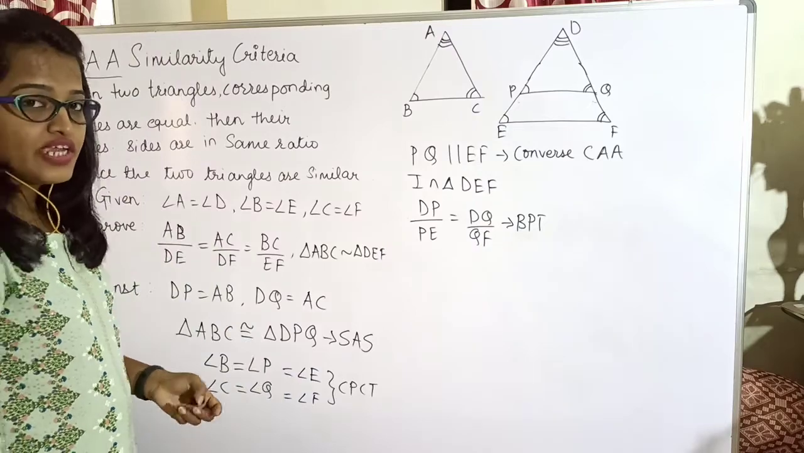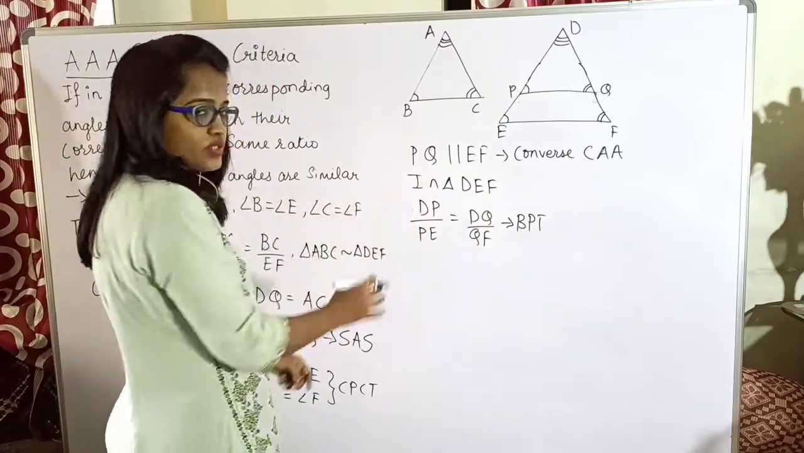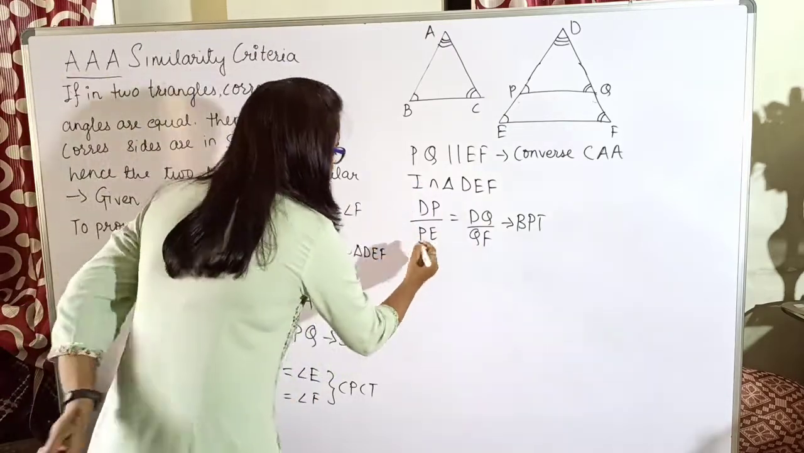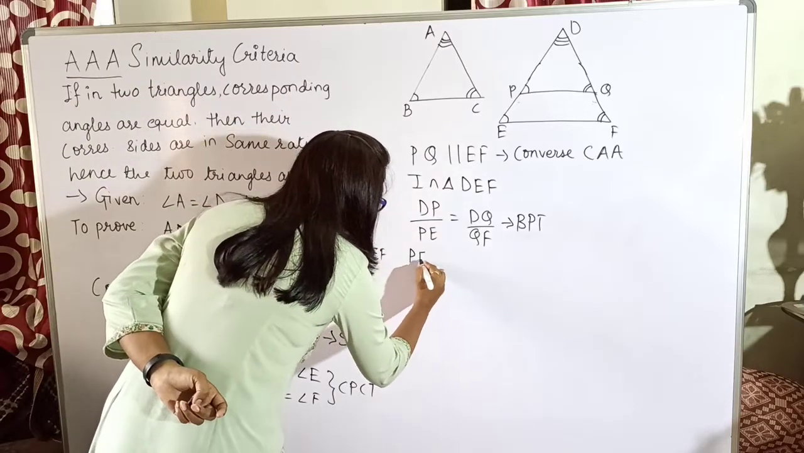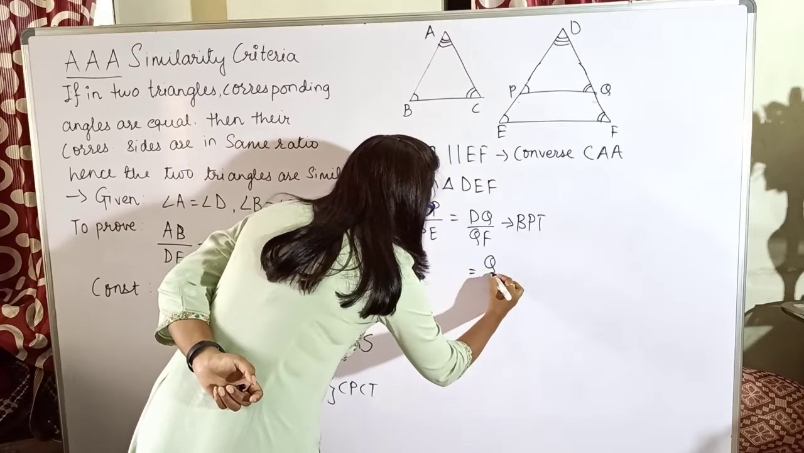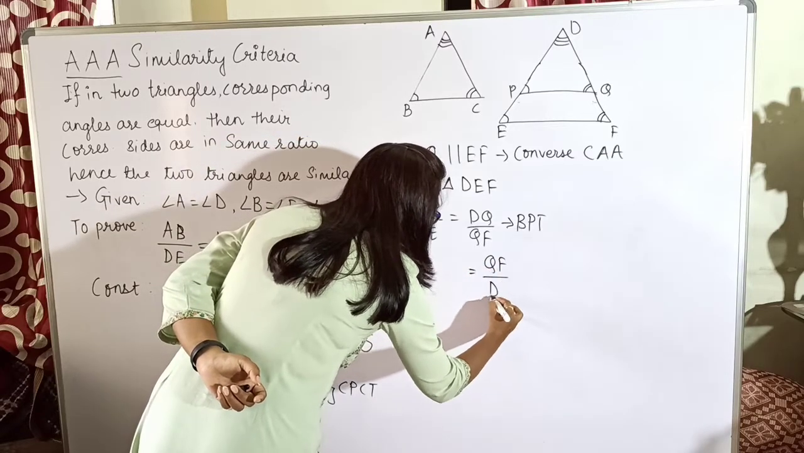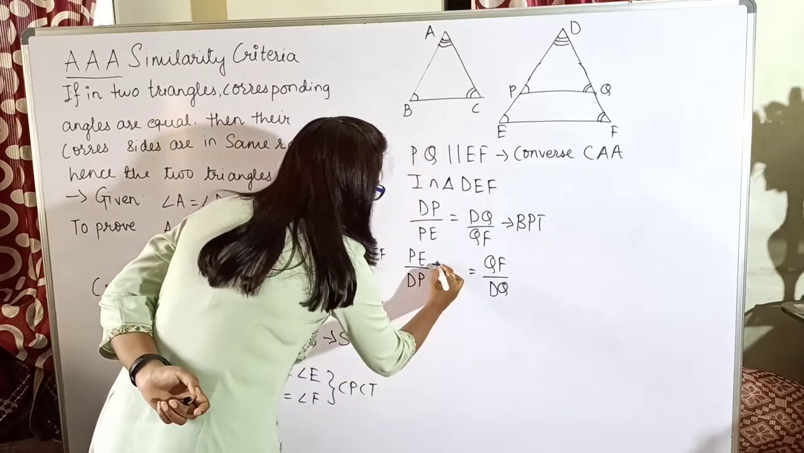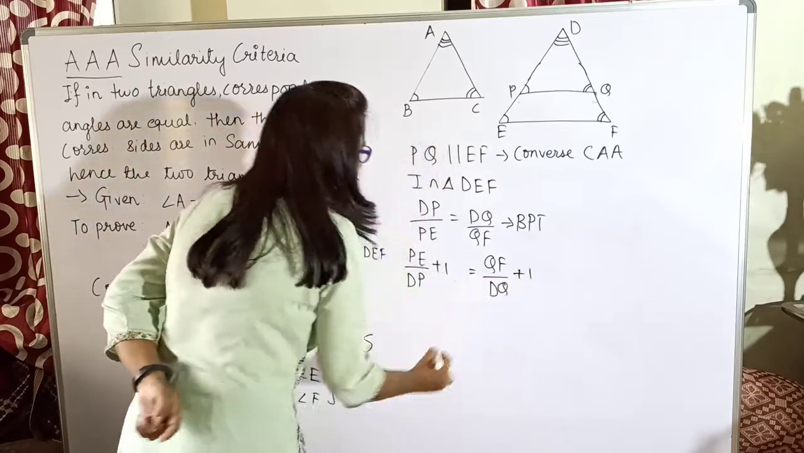Okay. So what can we do? Take its inverse and then add 1 to it. So taking inverse, it will be PE upon DP. Similarly, here it will be QF upon DQ. Adding 1 to both sides. So what will happen?